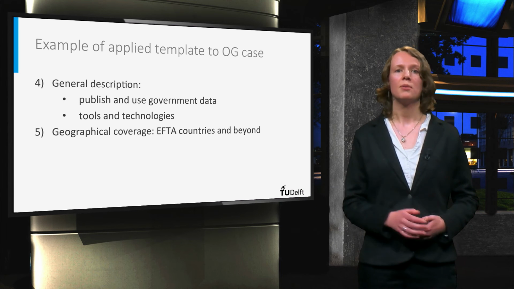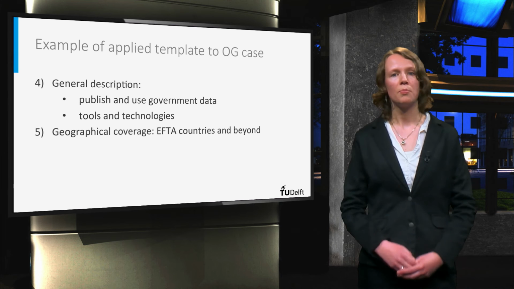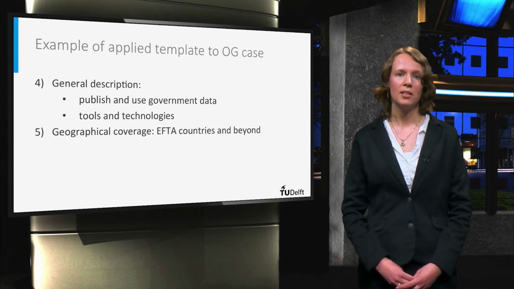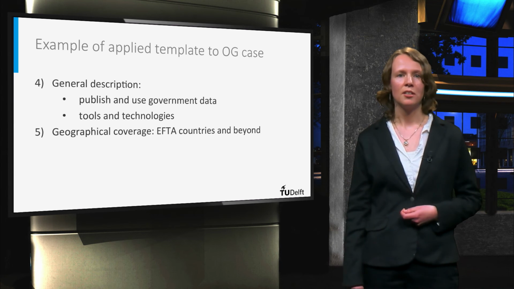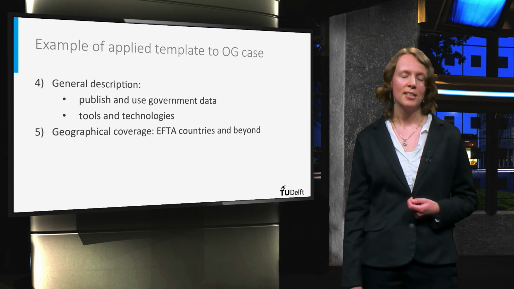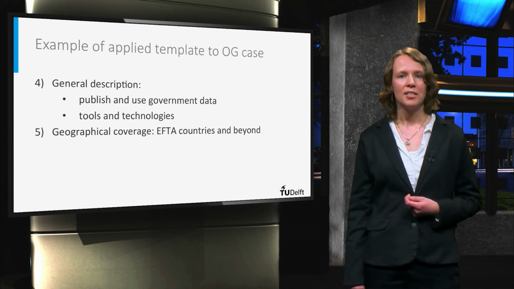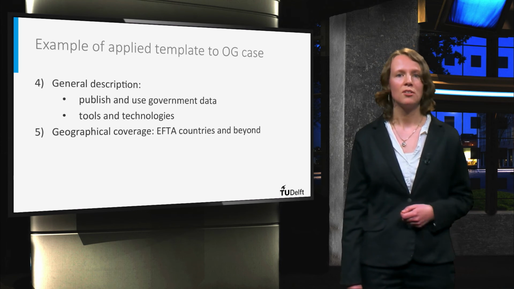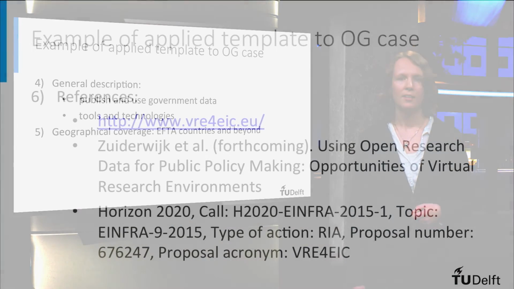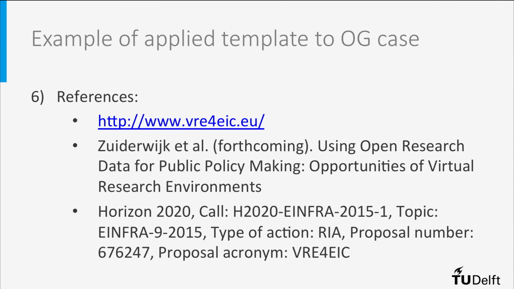The VRE for EIC project receives funding from the European Union's Horizon 2020 Research and Innovation Programme. It focuses on all European Free Trade Association countries, or EFTA countries, and also various countries outside the EFTA, with a potential reach of 70,000 researchers. References to the VRE for EIC case are available.